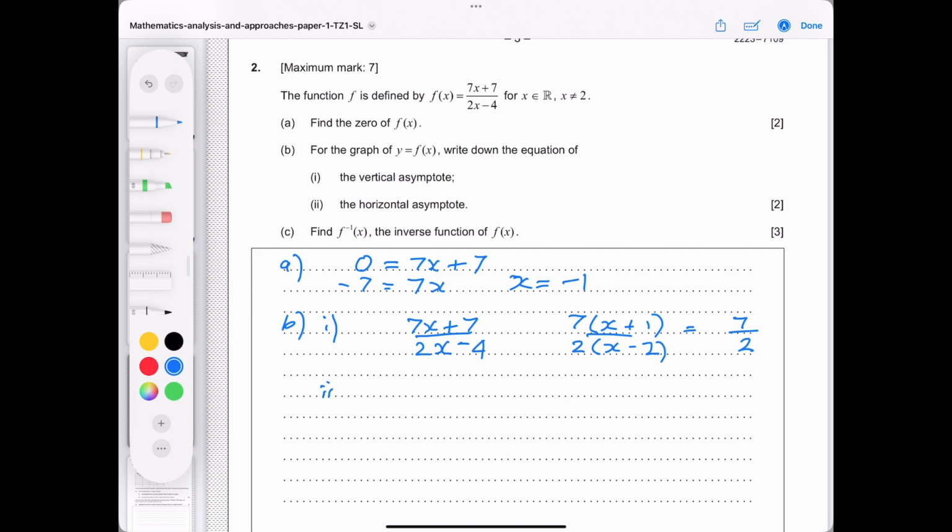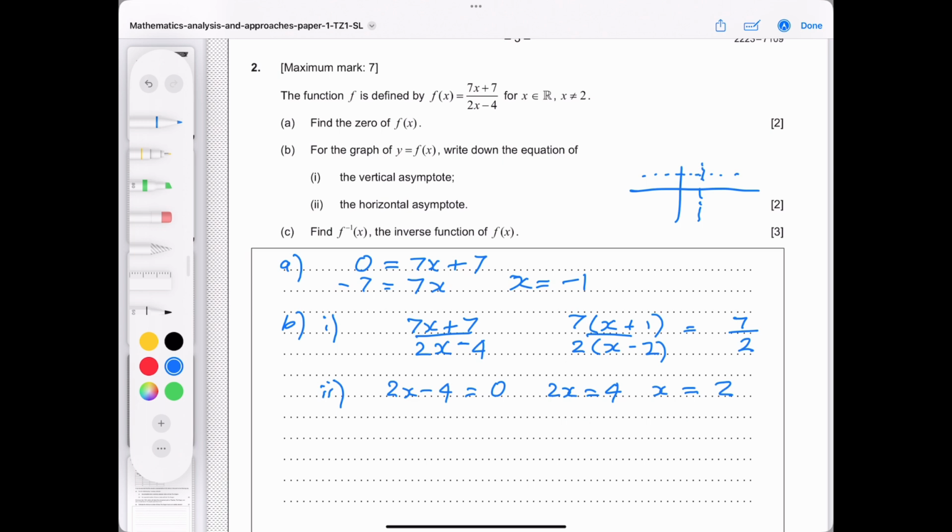And then the horizontal asymptote. To do that, we need 2x minus 4 and we need to work out when it equals 0. It equals 0 when, I'll just solve it, 2x equals 4, so x equals 2. So those are the two. If we did a little graph, x equals 2 would be one line, and y equals 7 over 2, so that's 3 and a bit, is where those would kind of lie.